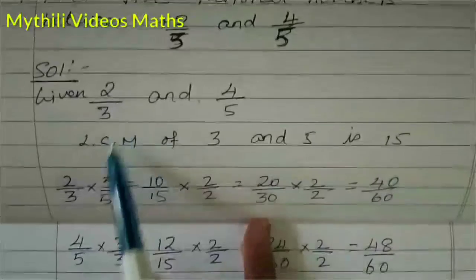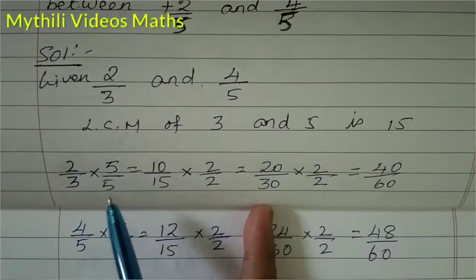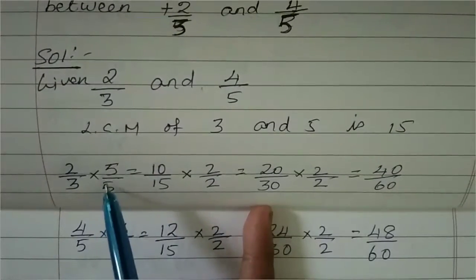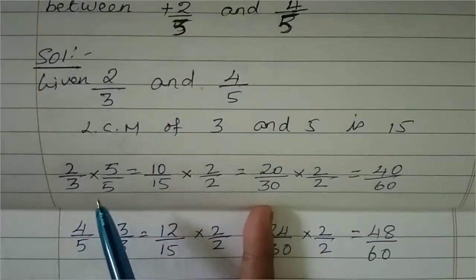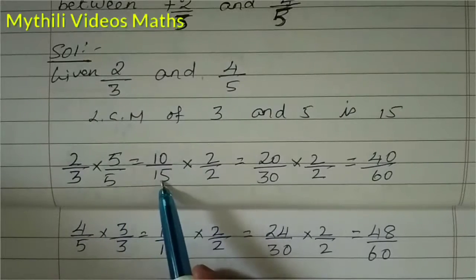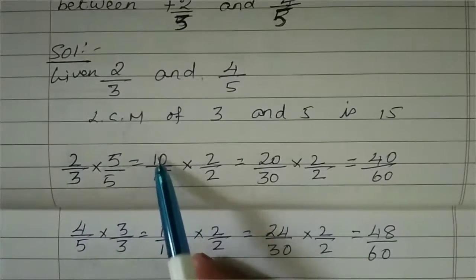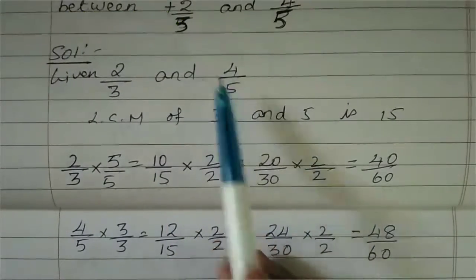So for that, 2 by 3, into this number 3 multiply with 5, then only we'll get 15, right? So that 5 we have to take in numerator and also the denominator. Now just multiply these two values. Here 3 by 5, 3 5s are 15. Same thing, numerator 2 5s are 10. So 10 by 15.